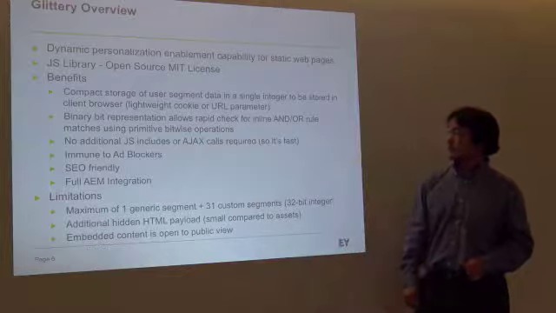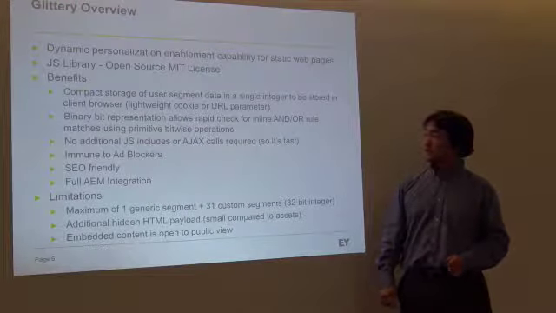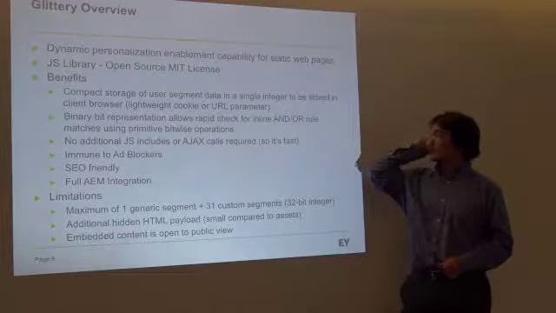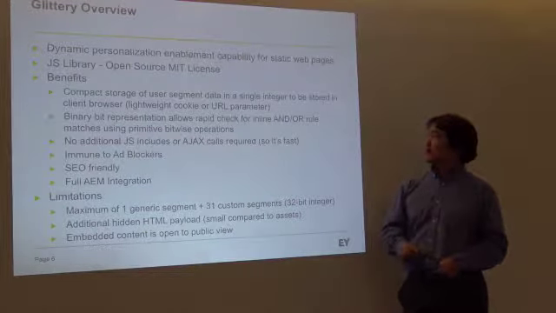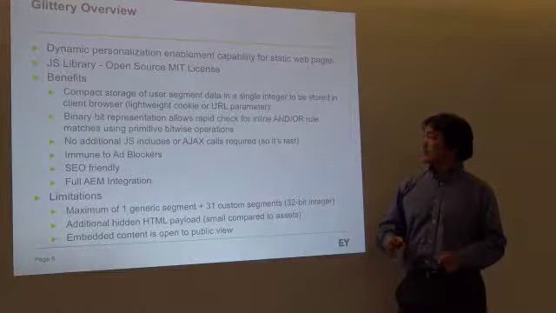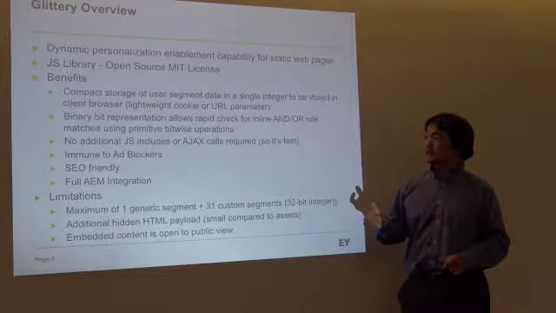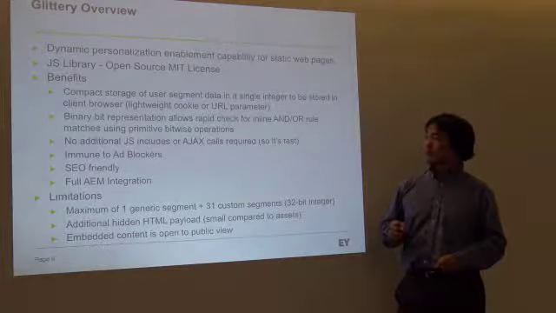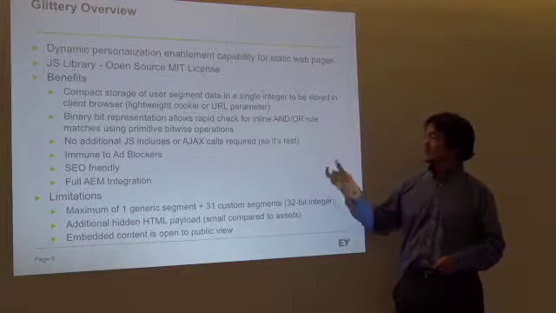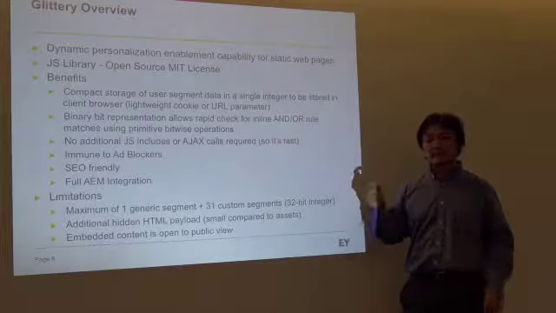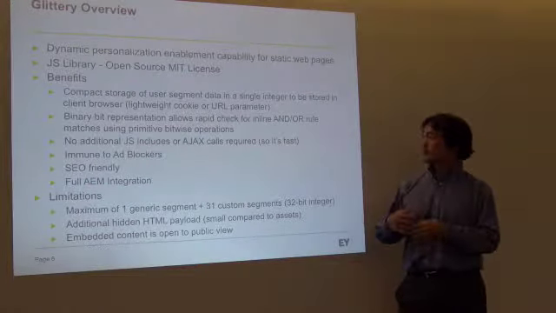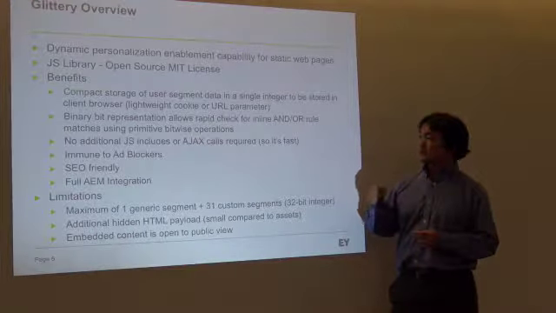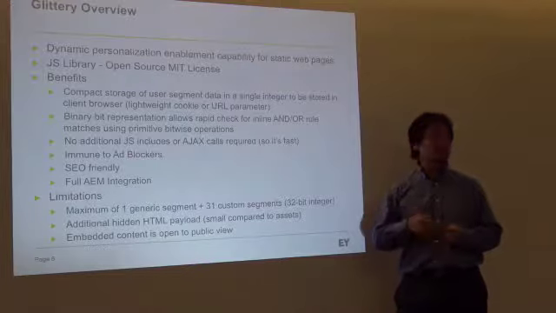There are some benefits for Glittery. One is that it's compact, in that all the user data is stored within a single integer. We do this for a number of reasons, but that single integer is stored in the client browser, either as a lightweight cookie or a URL parameter. And the reason it's a single integer is that the binary bit representation allows a lot of flexibility, and you can do a lot of AND/OR operations. You can do matches using primitive bitwise operations.